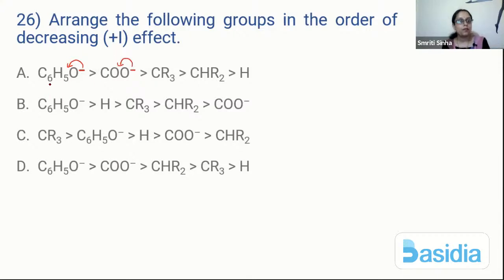Obviously this benzene with O negative will have more effect than the carbonyl with O negative. Then obviously the alkyl group: the more alkyl groups, the more the plus I effect. Here, fewer alkyl groups means less plus I effect, and finally the hydrogen. That is, option A is correct.